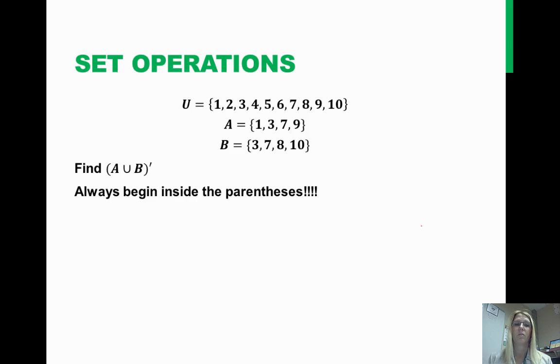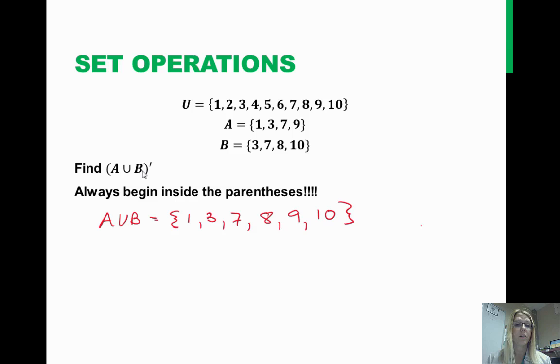So, first thing we want to look at is some sets, and here we have a universal set of 1 through 10. A set A is 1 through 7, and B is 3, 7, 8, and 10. It says find (A union B) not, so anything that's not in A union B. We're going to start inside the parentheses.